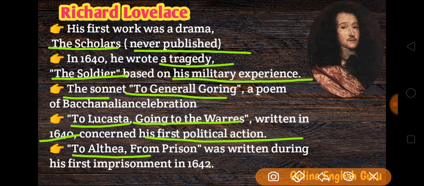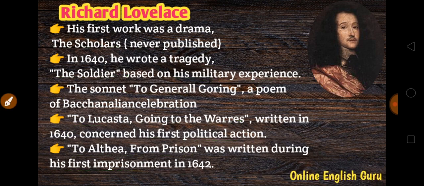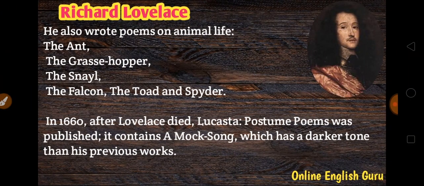To Althea, which was written in prison, during his first imprisonment in 1642 for a couple of months. Later he was imprisoned for a year or so. When he returned from the prison, the rule of Charles I was ended, which he loved most. He was a staunch follower of Charles I, but Charles I never understood this point.